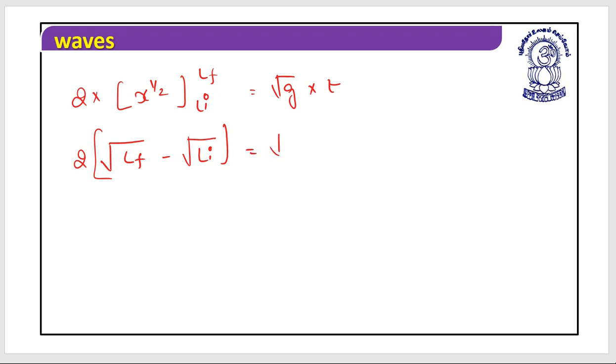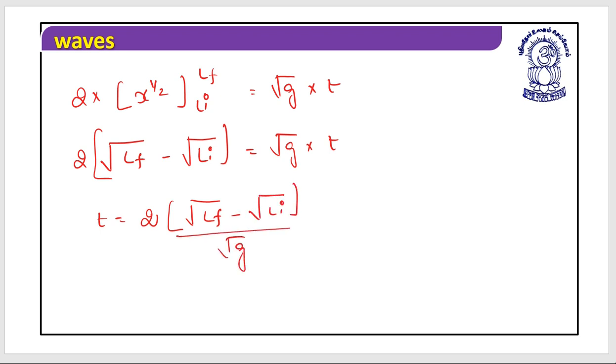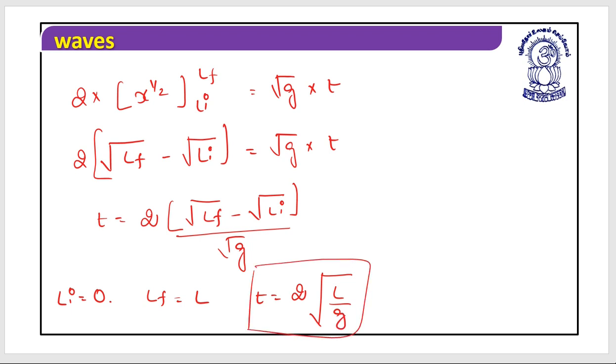This is equal to root of g into t, or I should say it's a t, which is equal to 2 under root of Lf minus Li, divided by root of g. If I take L initial as 0, because it has started its motion from the very beginning point, and Lf is equal to L, then t should be equal to 2 root of L by g. This would be the final answer.